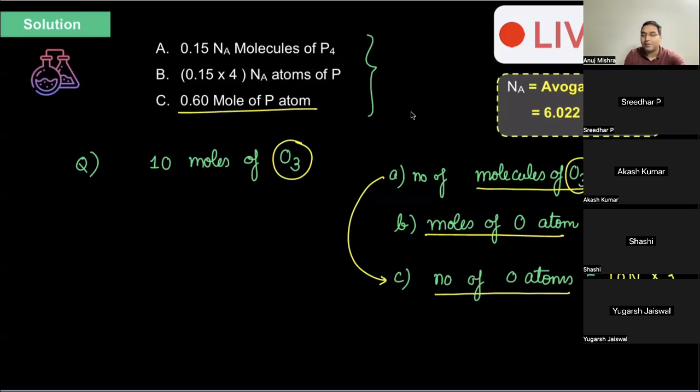Moles of O atoms. 30 Na means how many moles? Na means 1 mole. That I know. That you know. 30 Na is how many moles? I have 30 Na atoms of oxygen. Na is 1 mole. So 30 Na is how many moles? Come on. Very simple thing. 30 moles. Correct? Or we can say 30 divided by Na.